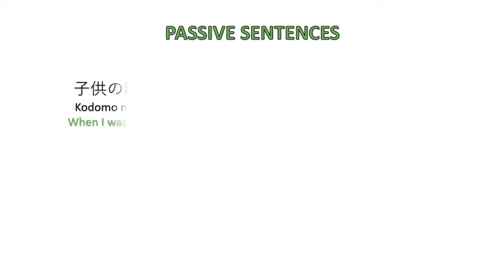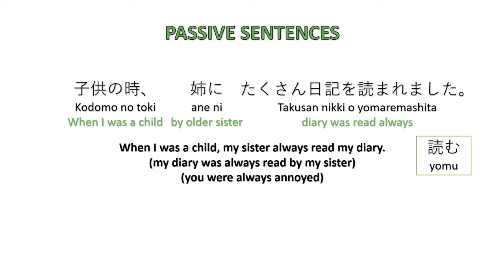Okay, other examples. Kodomo no toki, when I was a child, ane ni takusan nikki o yomaremashita. When I was a child, my sister always read my diary. Literally, my diary, nikki, was always read by my sister. And this implies that you were annoyed by that action. Kodomo no toki ane ni takusan nikki o yomaremashita. When I was a child, my sister always read my diary to my annoyance.